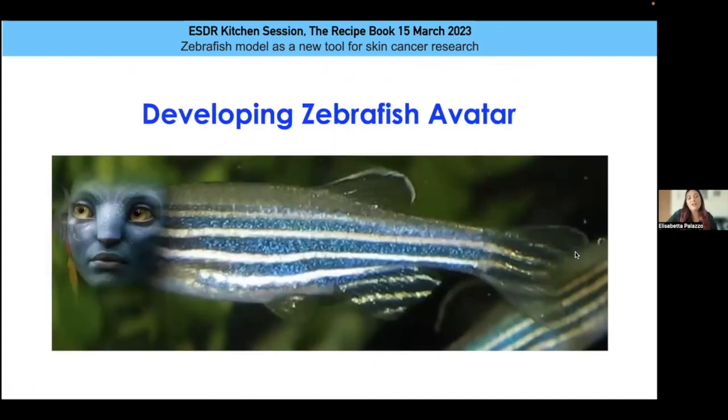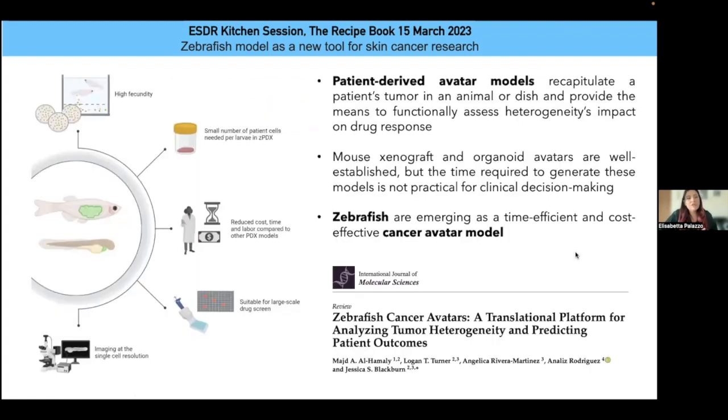Now we are going to see the development of the zebrafish avatar. Zebrafish users talk about zebrafish avatar to indicate the injection of patient-derived cancer cells. It becomes a really nice model in the recent era because you can start with a lower number of cells. As I said at the beginning, you can reduce cost and time, and you can overcome the heterogeneity in patient response to a specific drug or treatment.